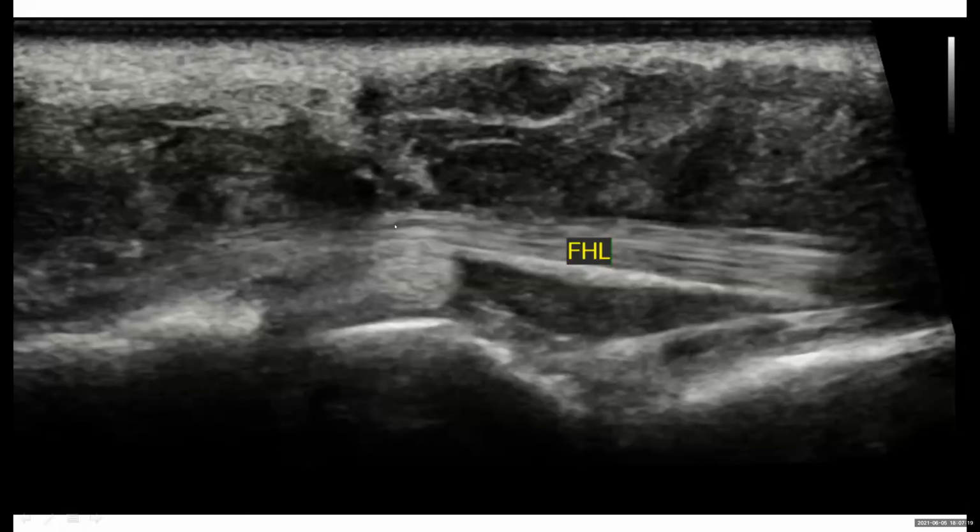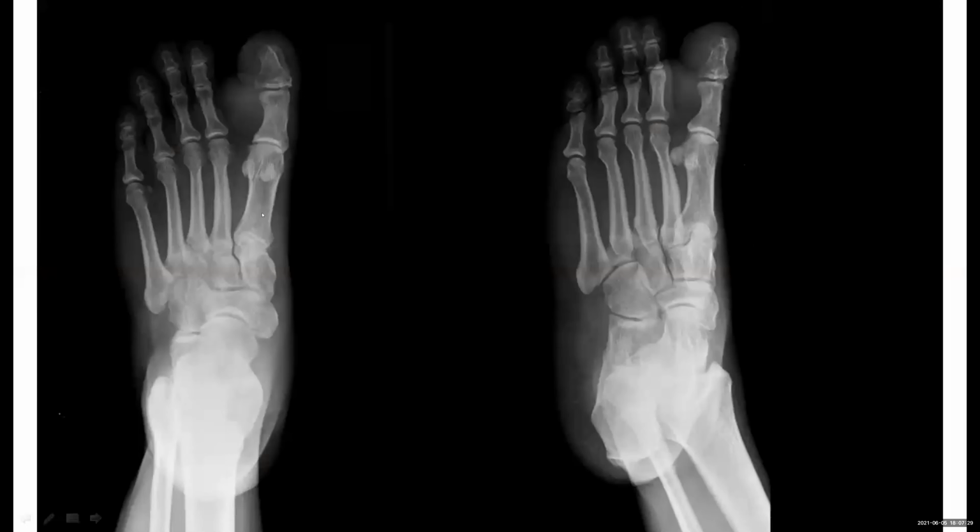So this was the hypoechoic giant cell tumor, GCT of the tendon sheath. That's why it is oriented along the long axis of the FHL tendon. So which was seen as a soft tissue component of the great toe. Is that fine, ma'am? Yes.